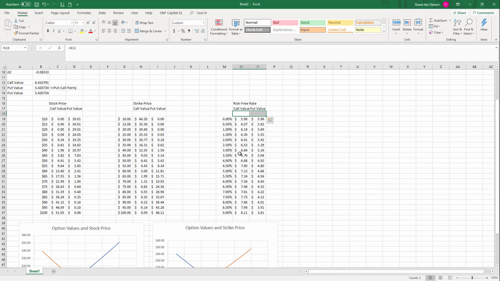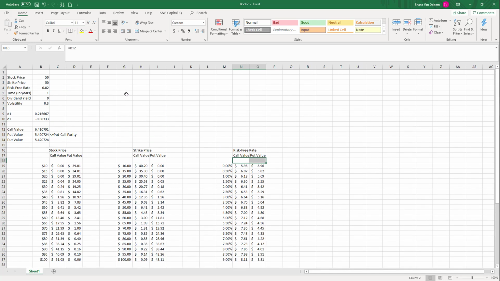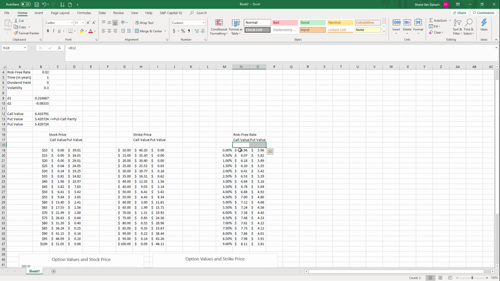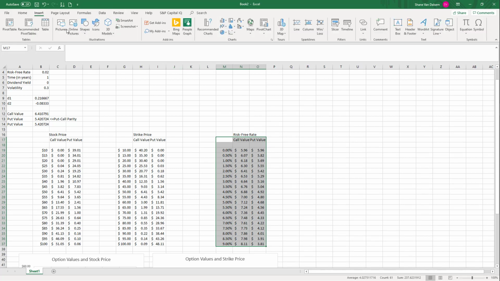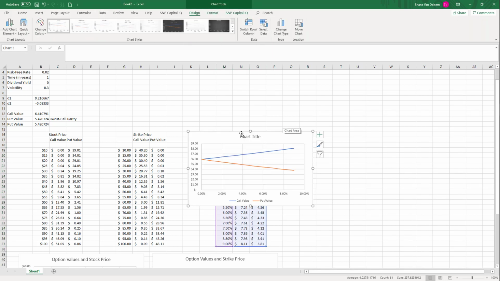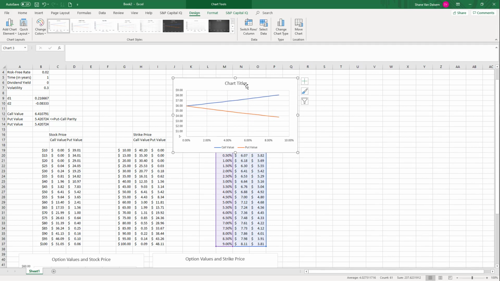All right, so we've got those. Again, the value of the call increases as the risk-free rate increases. The call value and the put value for an at-the-market option are the same when the risk-free rate is 0. As the risk-free rate increases, the value of that call option gets worth more, and the value of the put option goes down. This is a pretty direct relationship right there.